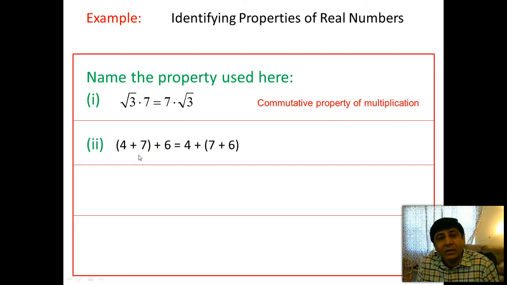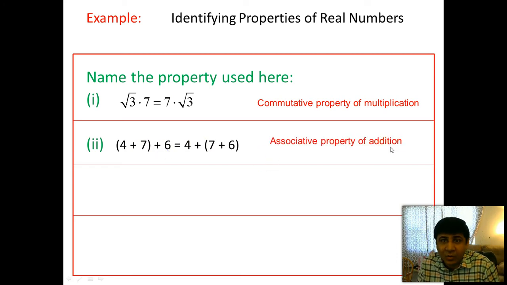Look at a second example. Here we have 4 plus 7 plus 6 equals 4 plus, in parentheses, 7 plus 6. This is about grouping of 3 numbers. So this is the associative property of addition. When we talk about 2, it's commutative. When we are talking about 3, it's associative. It will not change a thing how you group it.